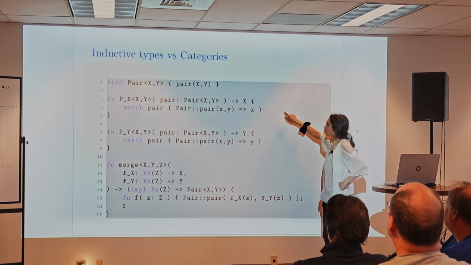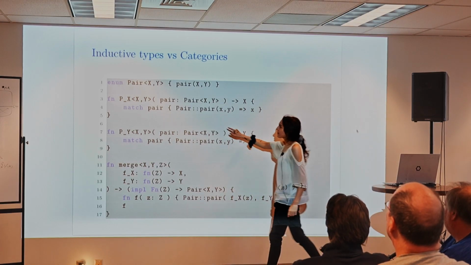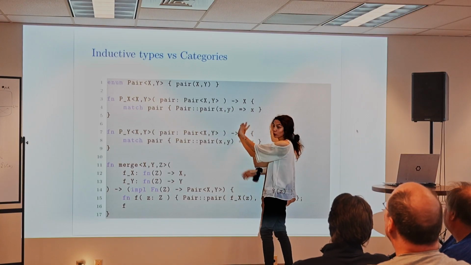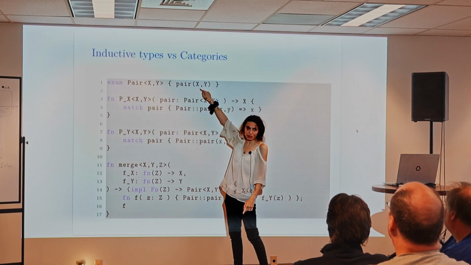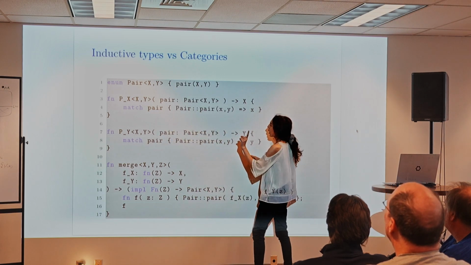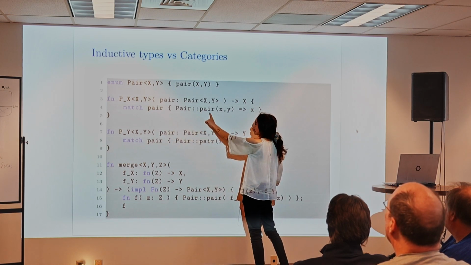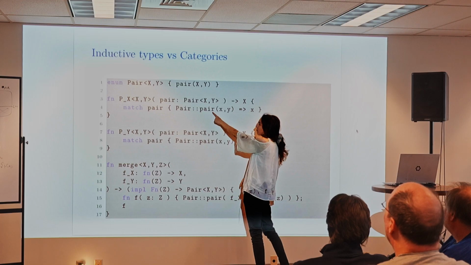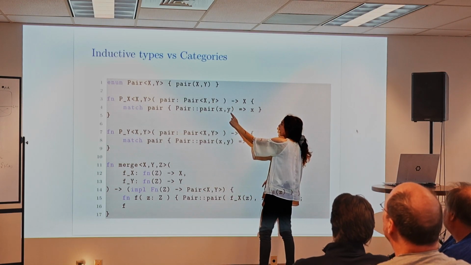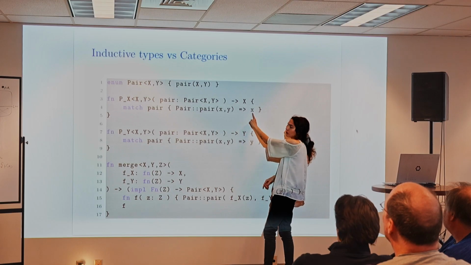Okay, so what do I have? We have the two projection operators that you saw before. This takes a pair and it says, I'm gonna look inside this, and looking inside this is simple because it only has the one constructor. So match says, I'm gonna look inside this, and there's only one constructor it could have, which is the lowercase pair, which takes two bits of data, and I'm gonna give you back the first bit of data and throw away the second one.